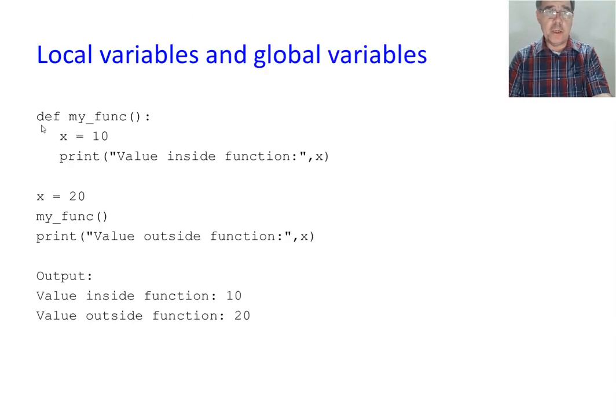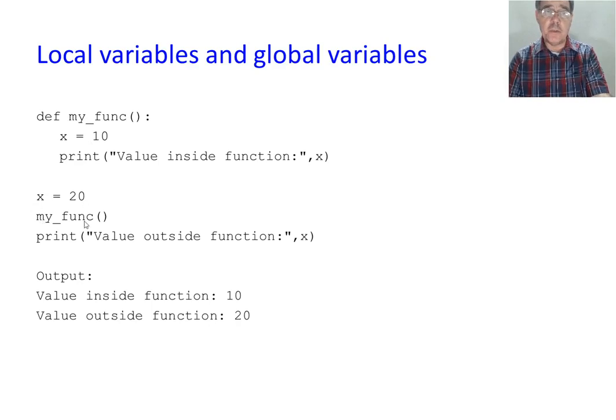Here's another example. Define my function. There's no parameters here. x equal 10. Print the value inside the function x. Here it's talking about the local variable and global variable. So here I'm defining a local variable for x inside the function. I have a global variable x, which is 20. That's in the main, because that's the beginning of the indentation of the program. So that's considered as a main.